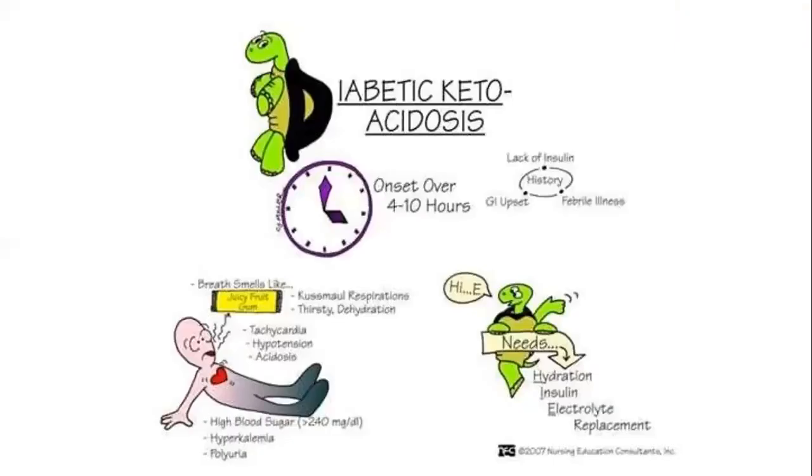So basically, in patients with diabetic ketoacidosis, the problem happens very fast, within 4 to 10 hours. And there is a history of lack of insulin. The patient may have a precipitating factor, like a febrile illness, like malaria or any other condition. Or the patient may have a GIT upset, which can be the one which provoked that. So it is very important for you to take a very thorough history of the patient.